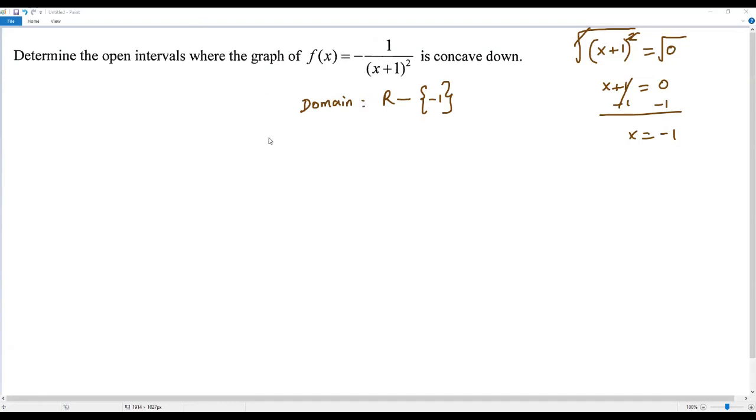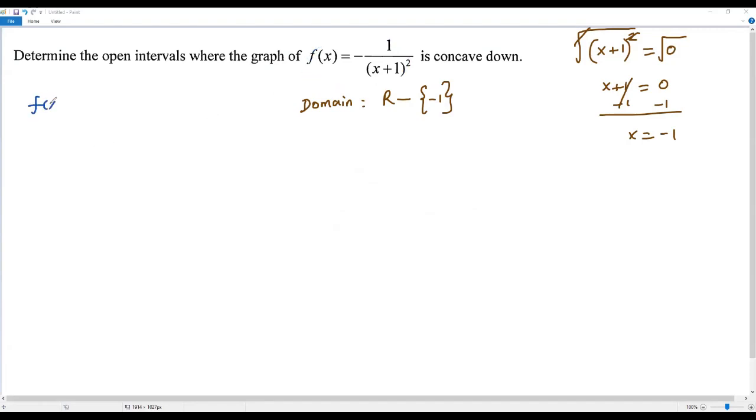Now what I have to do is find the first derivative and second derivative. Whenever I want to find the intervals where the graph is concave up or concave down, I have to find the first derivative and second derivative. If the second derivative of the given function is greater than 0 for some value of x, then we say the graph of the given function is concave up. If the second derivative is less than 0, that is negative, for some value of x, we say the graph of the given function is concave down. For that purpose only, I am saying that we have to find the first derivative and second derivative of the given function.